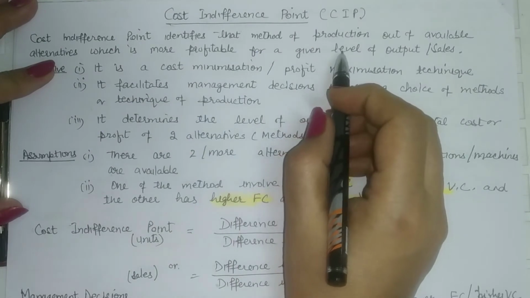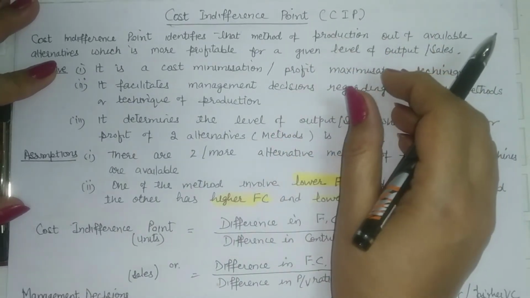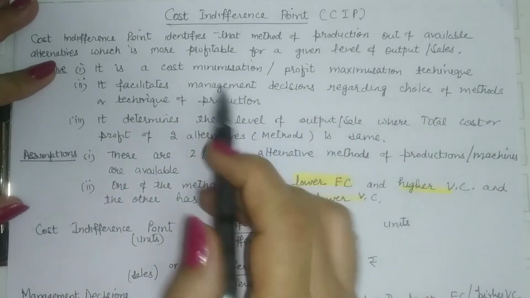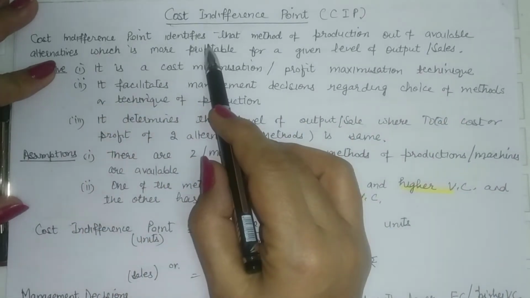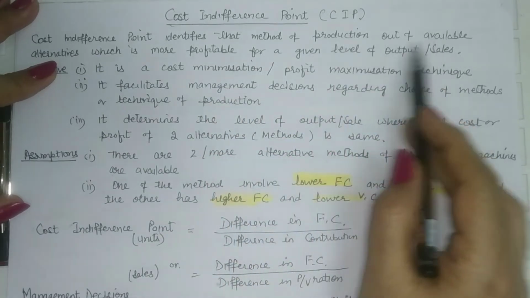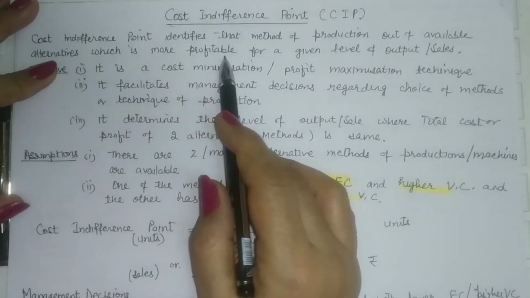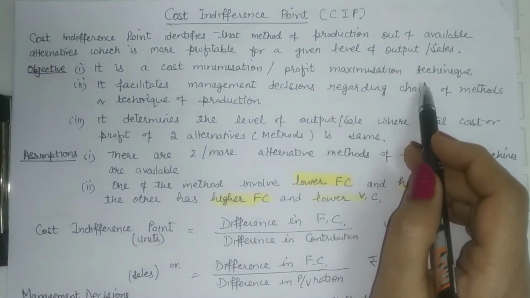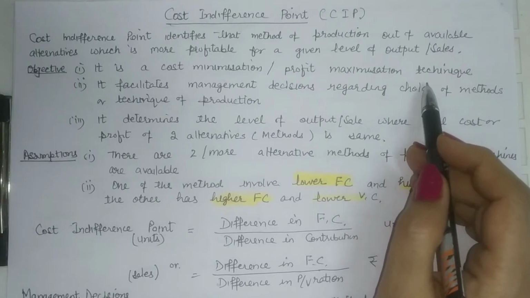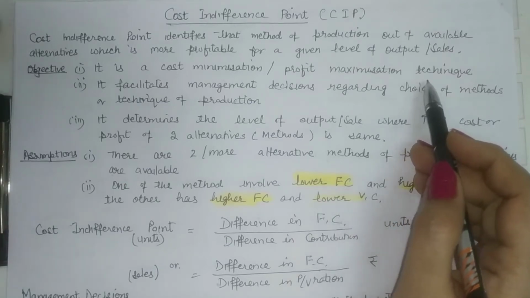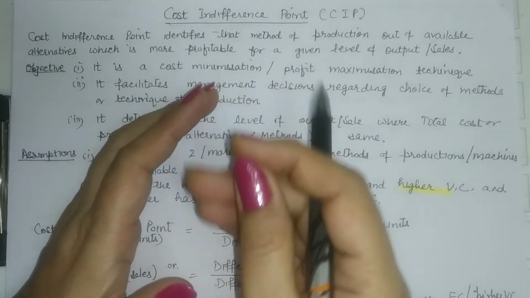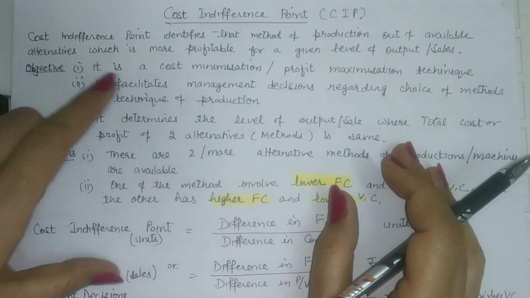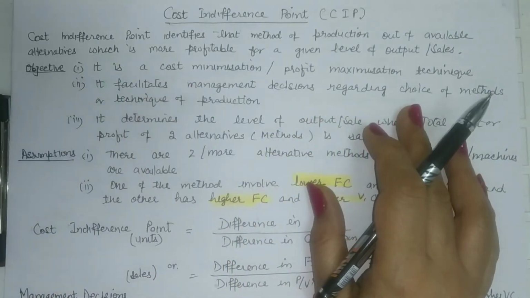Cost indifference point is an application of PV analysis which helps us to choose between different methods of production. It identifies that method of production out of available alternatives which is more profitable for a given level of output. That is, if you have two or more methods or machines of production available and you are to make a choice between the two, this indifference point will let you choose the method or the technique which will give you more profit. So it's a cost minimization or profit maximization technique.